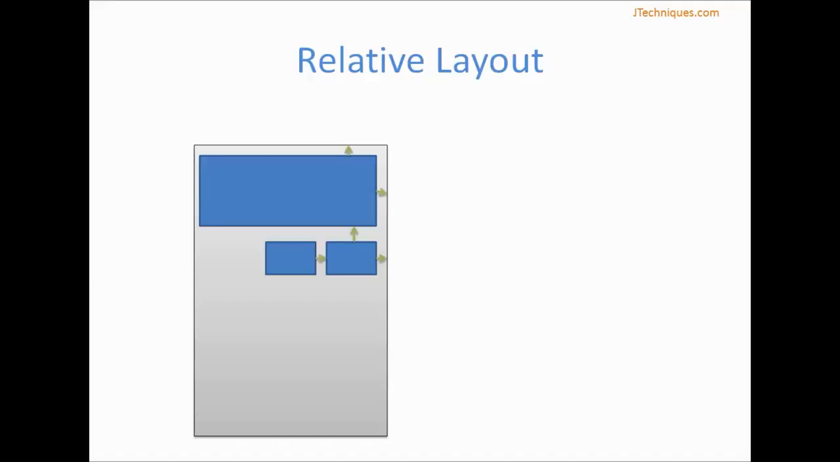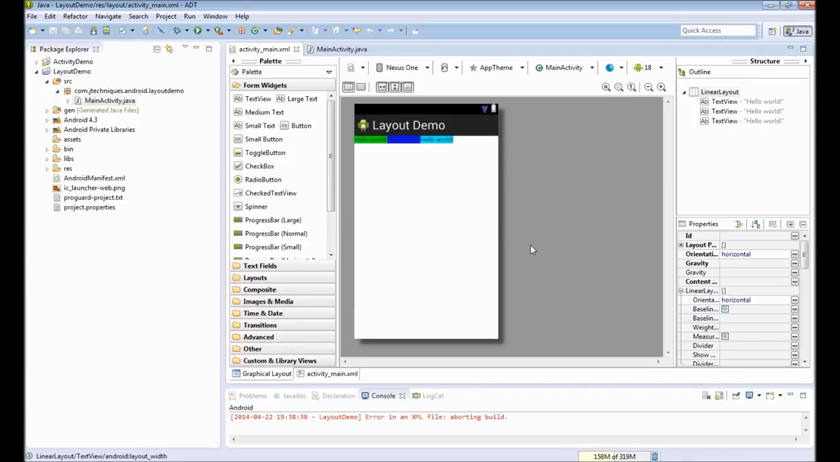Next we will look at relative layout. In relative layout, each element's position is defined relative to its sibling or its parent. You define a field and we specify where this needs to be displayed. Let's look at a demo.